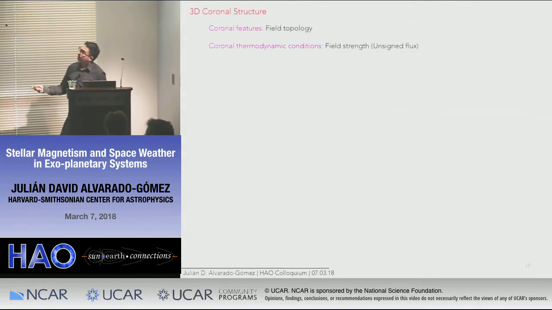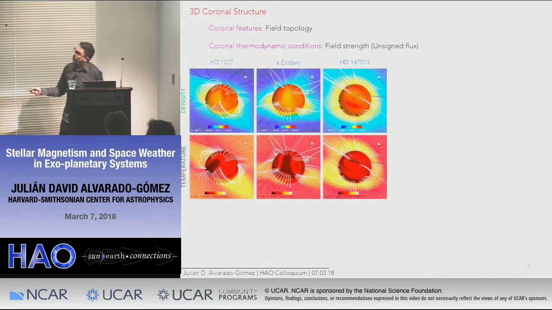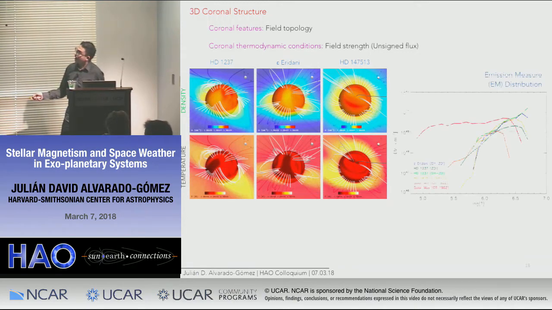What we understand now is that the coronal features of a star are going to be completely dominated by the topology of the field, while the thermodynamic conditions are going to be driven by the unsigned flux on the surface. So you compute your coronal model, and you have a density and temperature structure all around the star in the three-dimensional domain. From there, you can calculate a three-dimensional emission measure distribution, which basically tells you how much of the coronal material is at a given temperature in the corona.